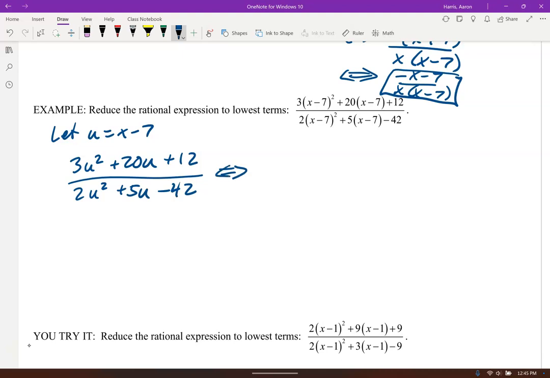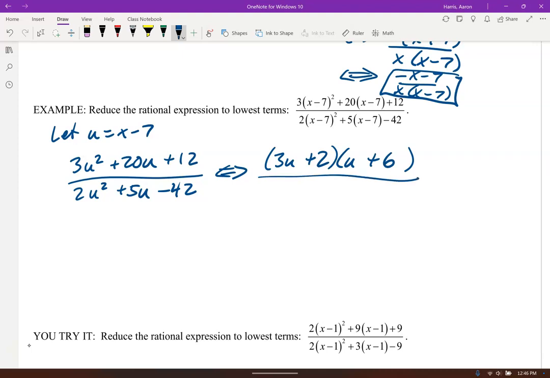So then I'd factor the top. That'd be 3u and a u. And now I'm trying factors of 12. Let's see, I think 2 and 6 should work. Let me check that. 3u squared plus 18u plus 2u. There's my 20u plus 12 on the end.